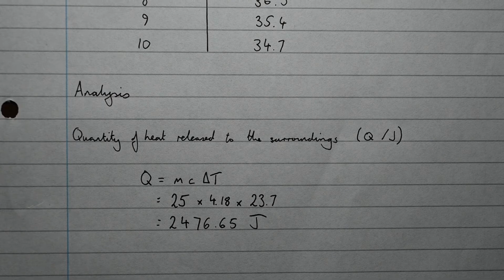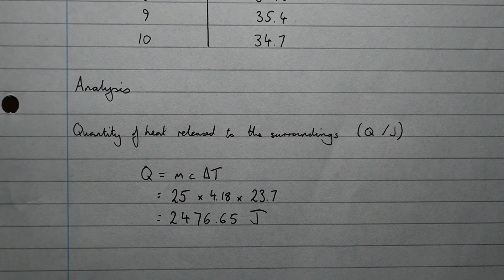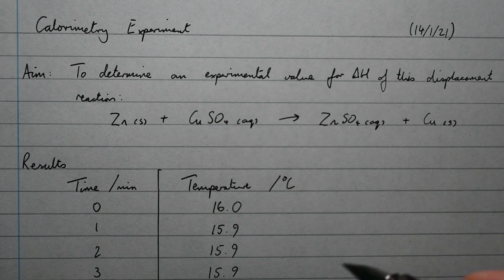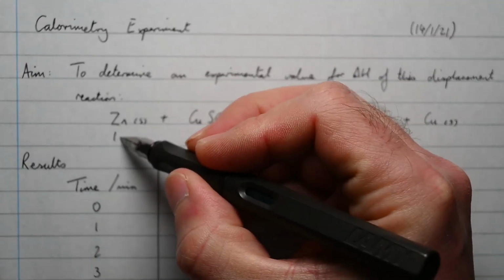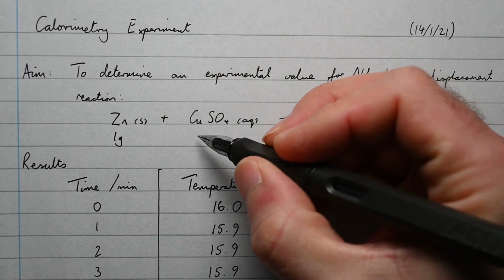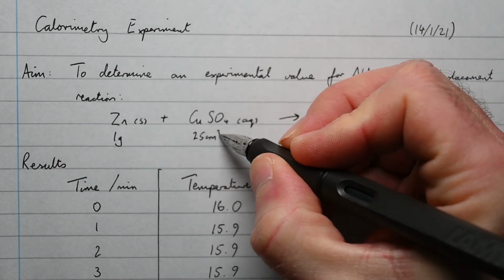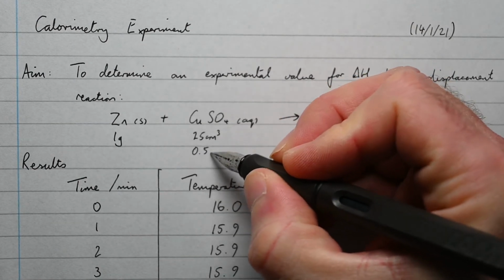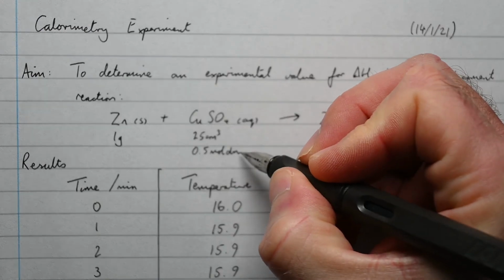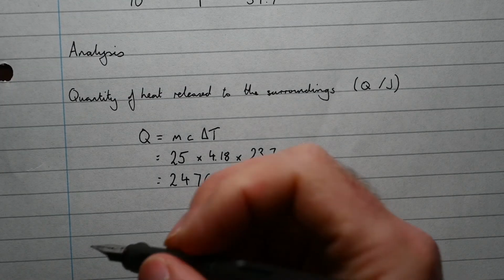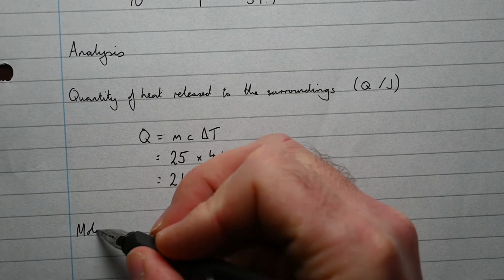Now, the next thing we need to do is to calculate how much reaction took place. So, looking at our equation there, we had 1 gram of zinc, and we had 25 centimetres cubed of 0.5 moles per decimetre cubed copper sulfate. So I can calculate my moles of each reactant.